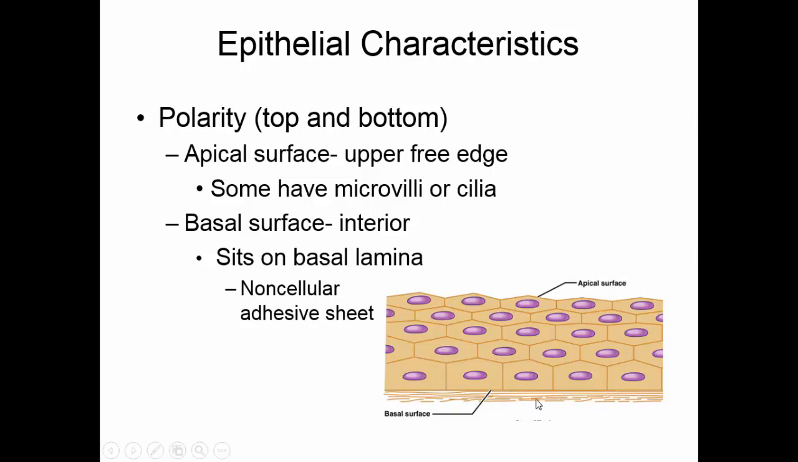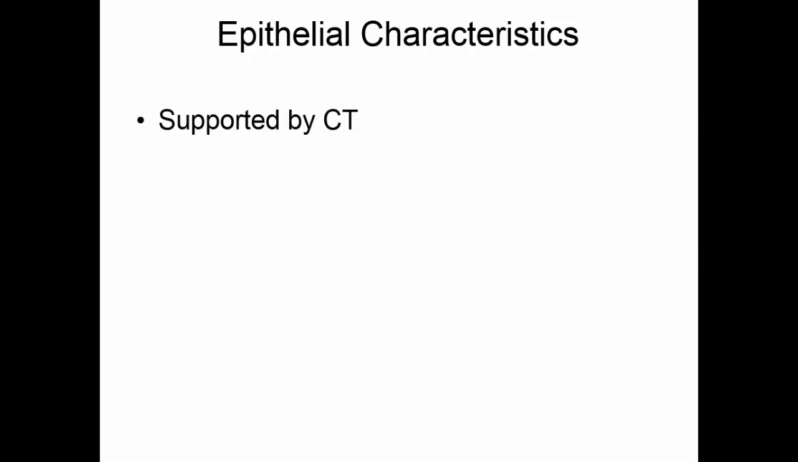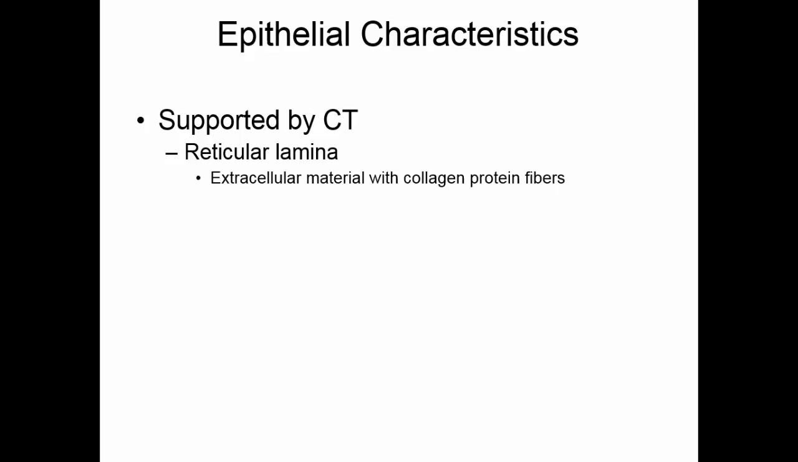In other words, this is a non-living material secreted by the cells that helps act as a scaffolding when this tissue has to repair. Epithelial tissue is always supported by connective tissue. This connective tissue is called the reticular lamina. It's some extracellular material with collagen fibers in it. It sits under the basal lamina, or the basement membrane of the epithelial tissue.